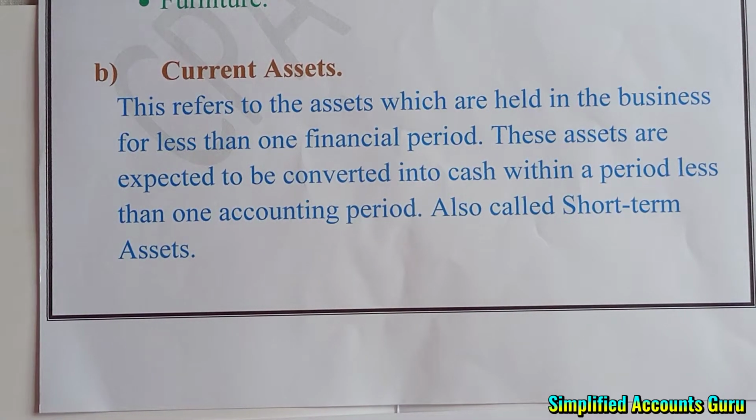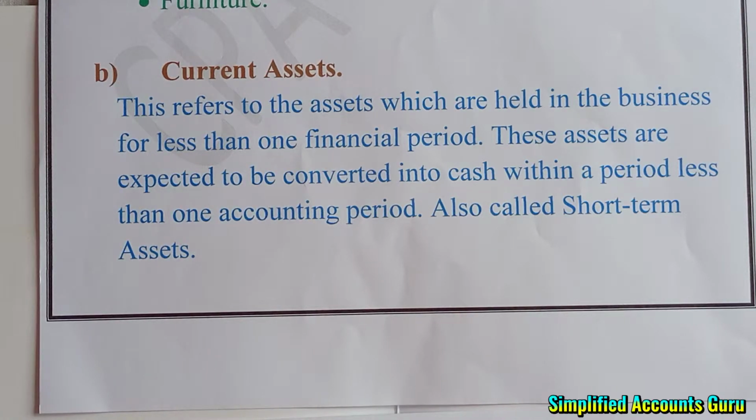This refers to the assets which are held in the business for less than one financial period, less than 12 months. These assets are expected to be converted into cash within a period less than one accounting period, also called short-term assets. So we have said that current assets are also known as short-term assets. So when someone talks about current assets, remember it is the same thing as short-term assets.